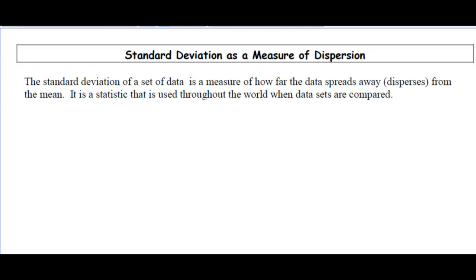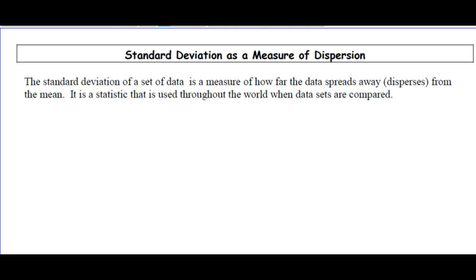So we have measures of central tendency, which were the mean, the median, and the mode, which tell us where the middle of the data is, the average. And we have measures of dispersion. The one we've looked at so far is the range, which simply tells us the difference between the highest and the lowest. A better measure of dispersion is the standard deviation.